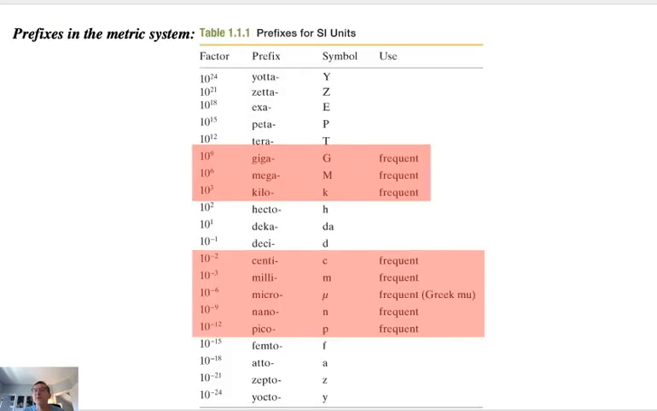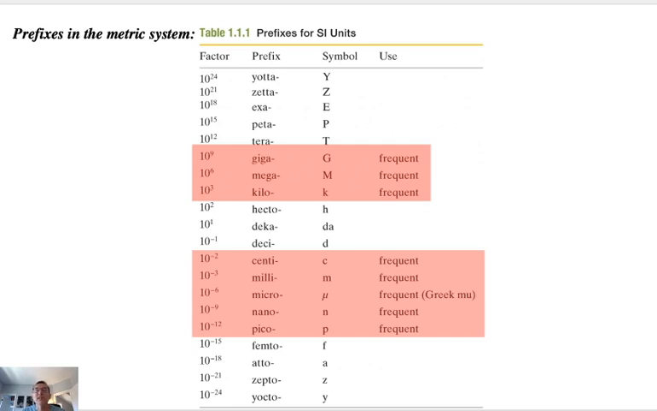All right, something else you need to know from Chapter 1 is the metric system and the typical prefixes for the units in the metric system. And it's not just for SI, it's also for CGS. But every factor or power of 10 has a prefix, name, and a symbol. All right, so these are various powers of 10. And I've highlighted the most common ones. These are the ones that you should just know off the top of your head.